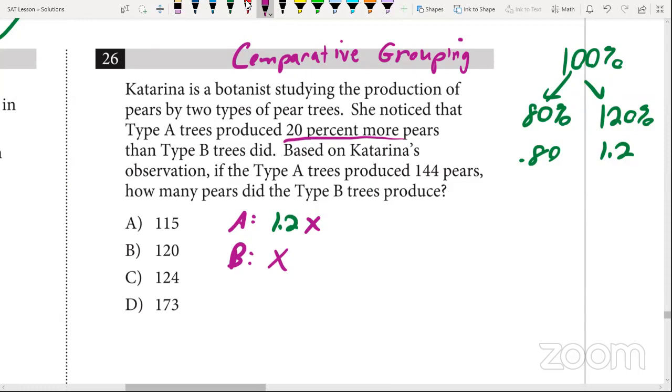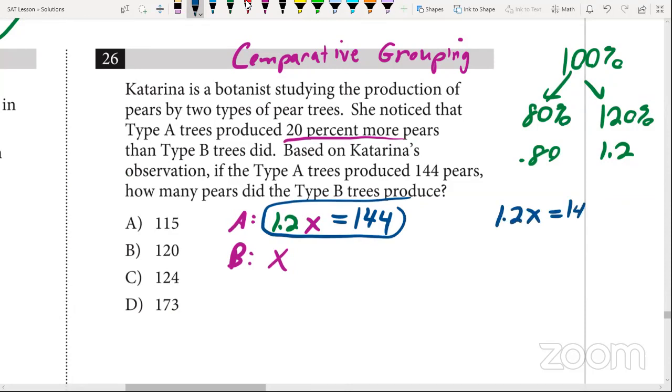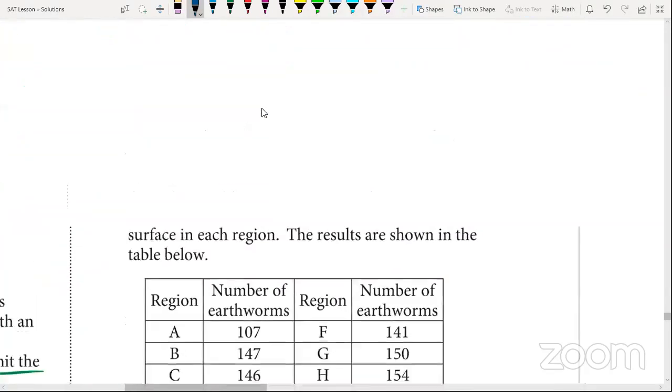And the type A produced 144. So now we have an equation that solves. 1.2x equals 144. Divide both sides by 1.2. And 144 divided by 1.2 is 120. And that's our X. What did type B produce? 120. And the answer for number 26 is B. Number 27 now.